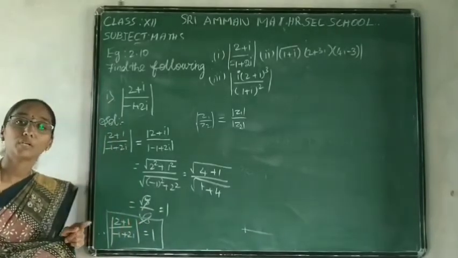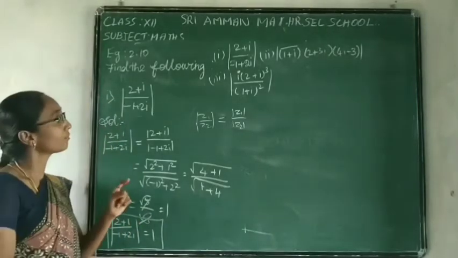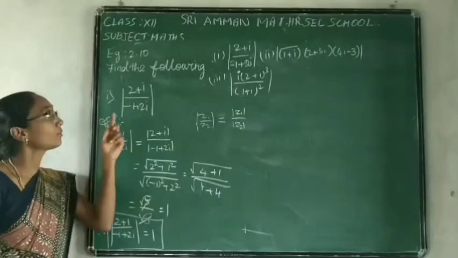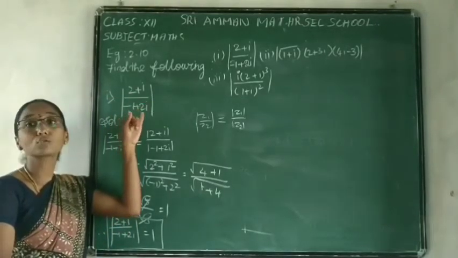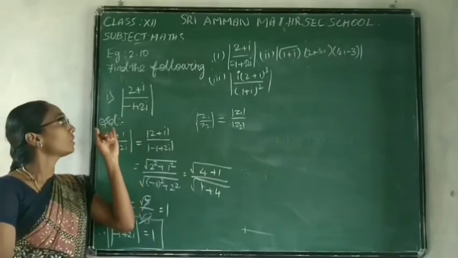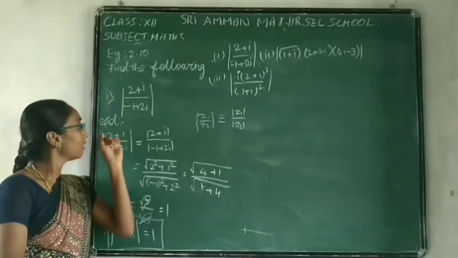Okay, do you understand? Do you have any doubt? Once again I repeat this question. Listen, modulus of (2 plus i) divided by (minus 1 plus 2i). The solution of this question looks like this.